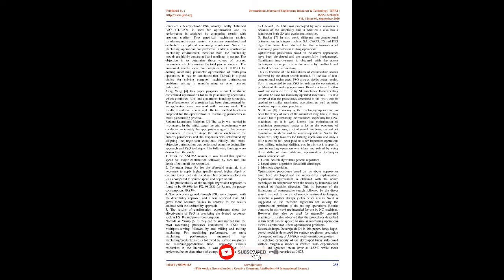The study was carried out in 2 stages. In the initial stage, the trial experiments were conducted to identify the appropriate ranges of the process parameters. In the next stage, the interaction between the process parameters and the responses was determined by adopting the regression equations. Finally, the multi-objective optimization was performed using the desirability approach and PSO technique. The following findings were drawn from the study. 1. From the ANOVA results, it was found that spindle speed has major contribution followed by feed rate and depth of cut on all the responses.